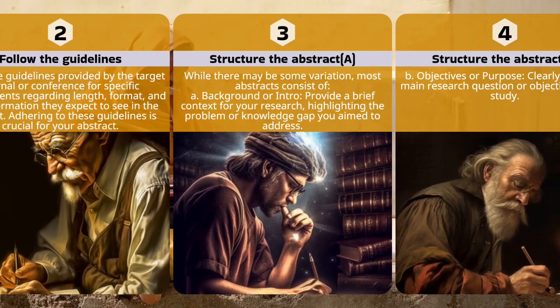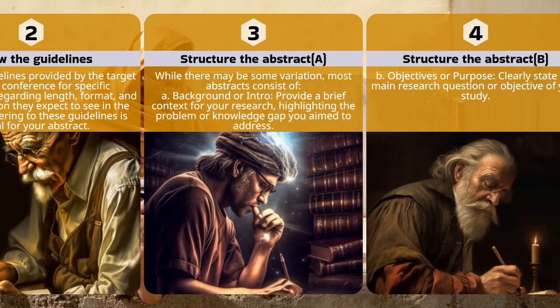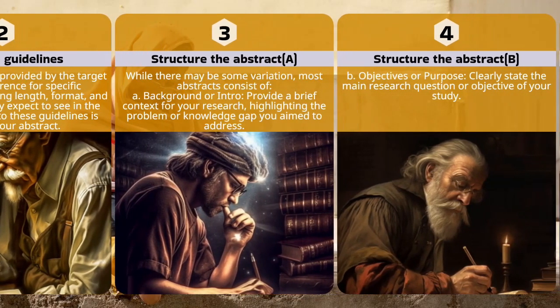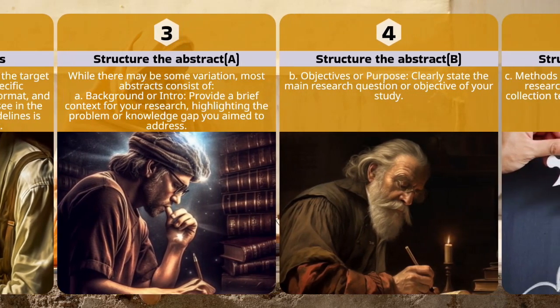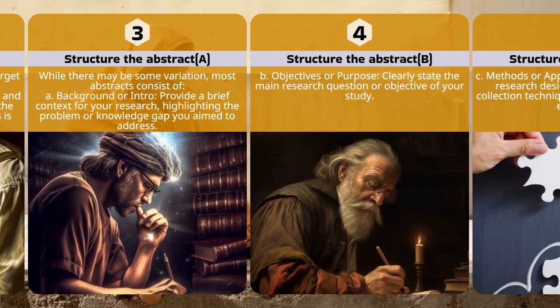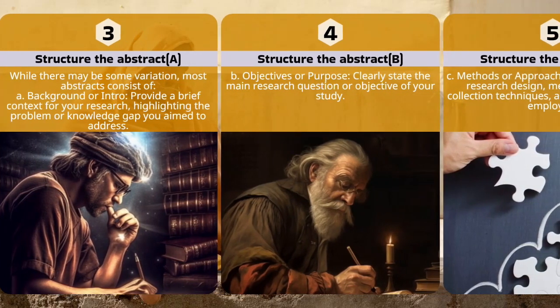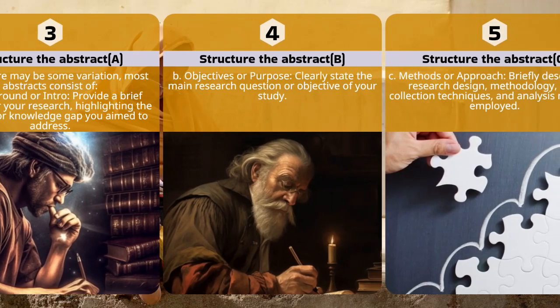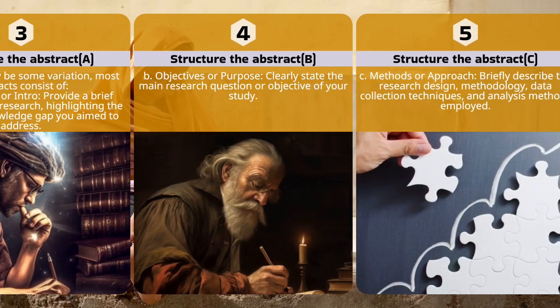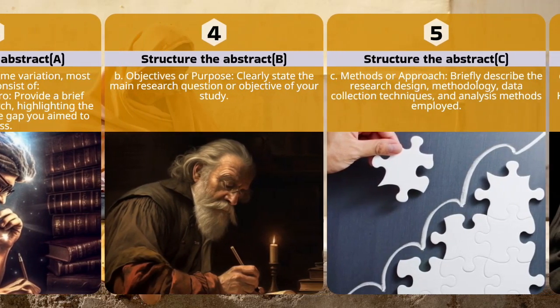3. Structure the abstract. While there may be some variation, most abstracts consist of background or intro. Provide a brief context for your research, highlighting the problem or knowledge gap you aim to address. 4. Structure the abstract. Objectives or purpose. Clearly state the main research question or objective of your study.